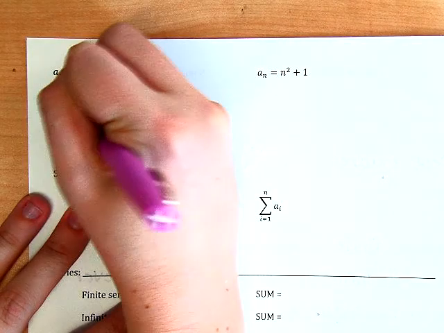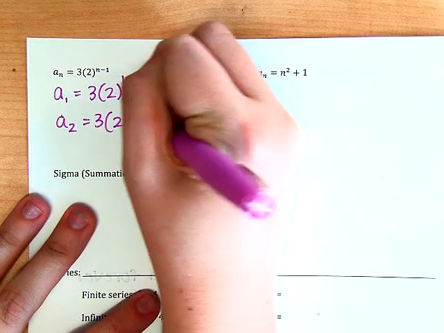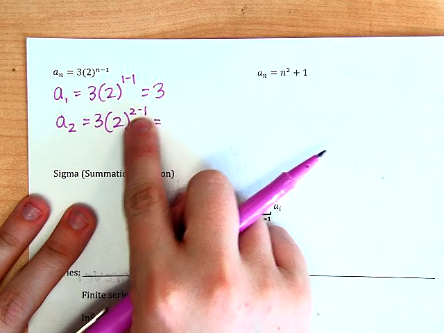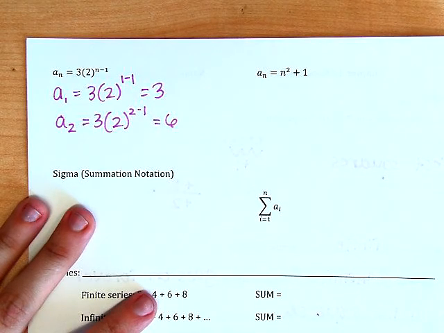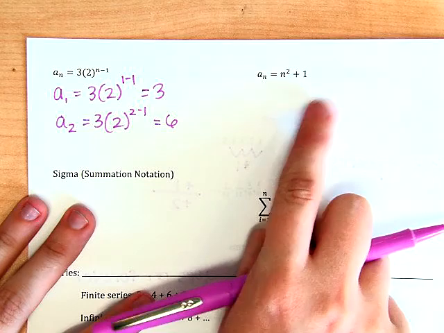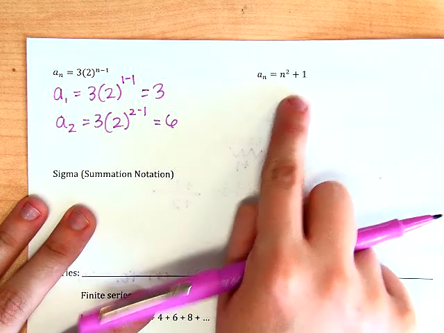My second term, 3 times 2 to the 2 minus 1. 2 to the first power is 2, times 3, 6. Etc., etc. You keep plugging in 1, 2, 3.